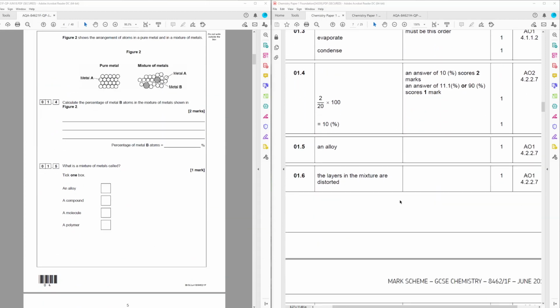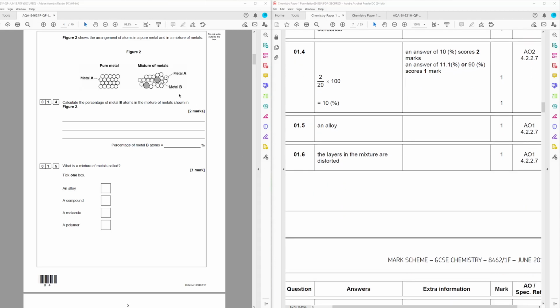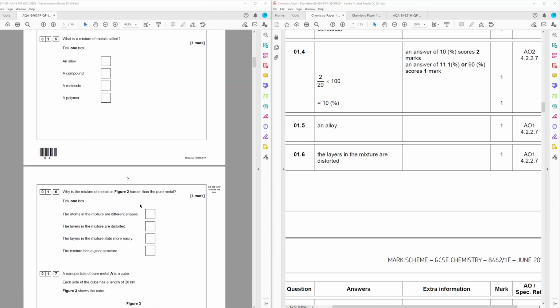Percentage in this one for question 1.4 was literally just a case of counting up. There's 2 the grey ones and there's 20 white ones, and then that's 10%. Always do show your workings out in your science exams, because then if you do make any sort of mistakes, you can at least get credit and score some of the marks, because you've shown how to work out percentage even if you've got the wrong numbers. Mixtures of metals are alloys.